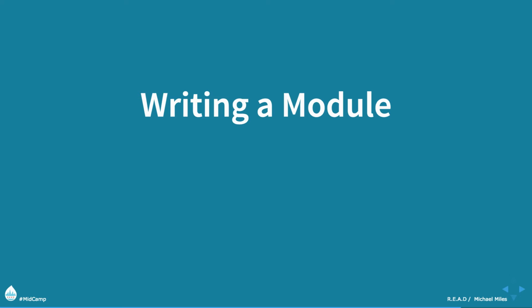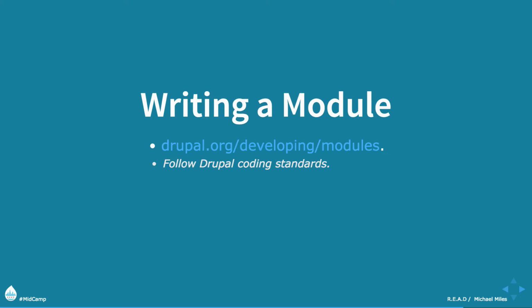So for writing a module, if you go to drupal.org/developing/modules, it has a lot of awesome information on how to write modules and standards to follow. But basically, like I said, the most important thing is to follow the Drupal coding standards. So not only do you understand your code when you have to go back and update it, but others understand your code when they want to evaluate it, when they want to extend it.